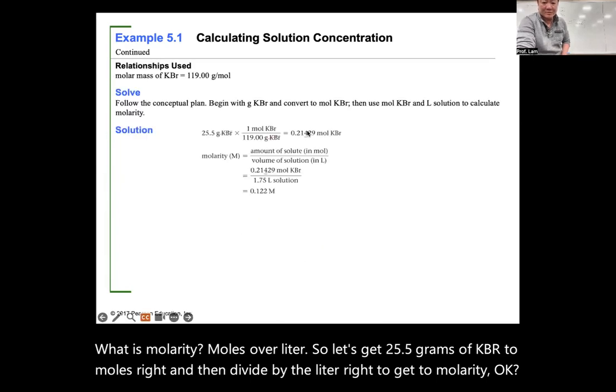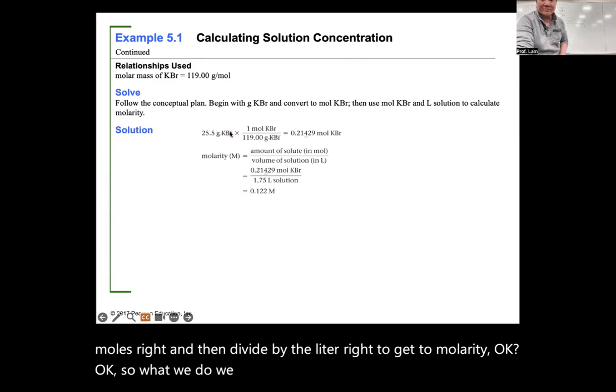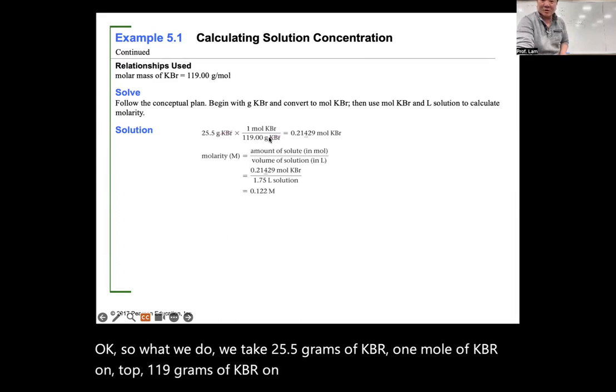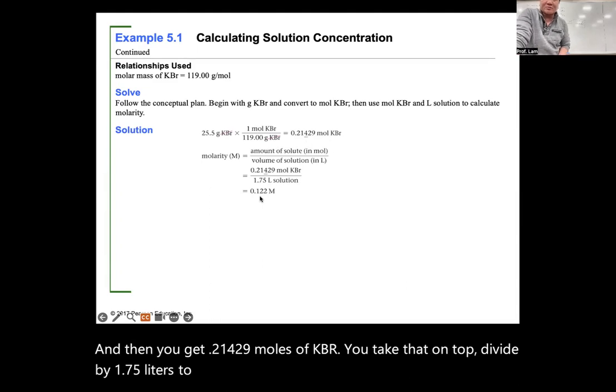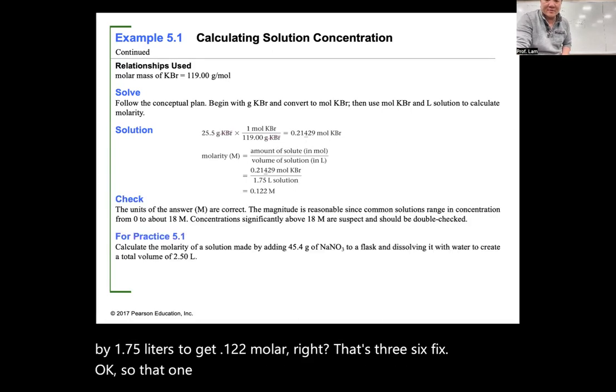Okay, so what we do, we take 25.5 grams of KBr, 1 mole of KBr on top, 119 grams of KBr on bottom. That's the molar mass, right? And then you get 0.21429 moles of KBr. You take that on top, divide by 1.75 liters to get 0.122 molar, right? That's 3 sig figs. Okay. So that one's very straightforward. You should practice more here.